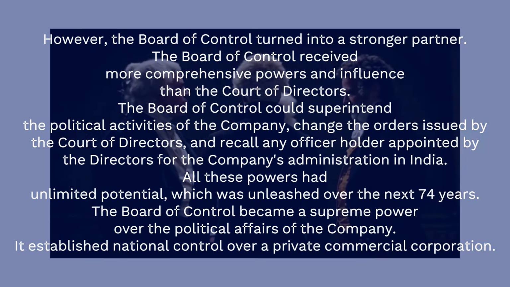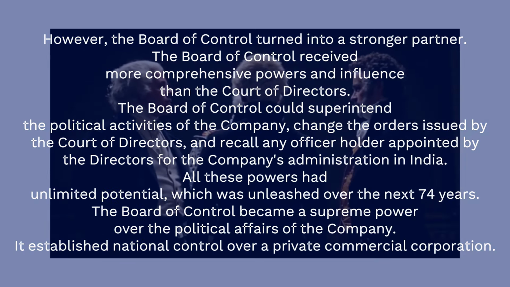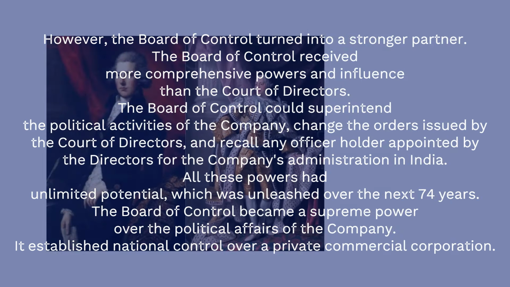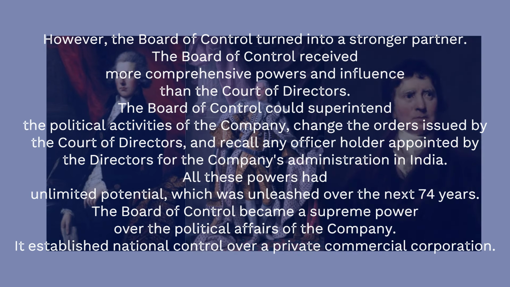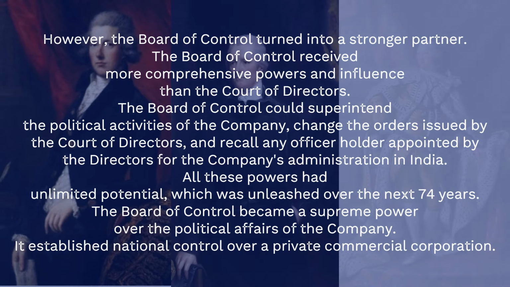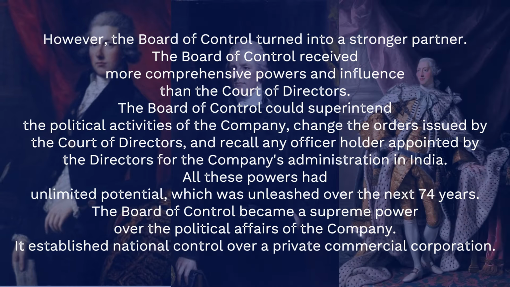The Board of Control could superintend the political activities of the company, change the orders issued by the Court of Directors, and recall any office holder appointed by the directors for the company's administration in India. All these powers had unlimited potential, which was unleashed over the next 74 years. The Board of Control became a supreme power over the political affairs of the company.